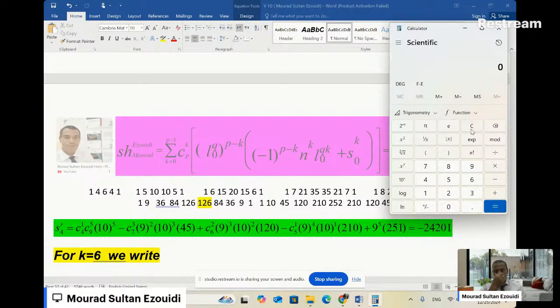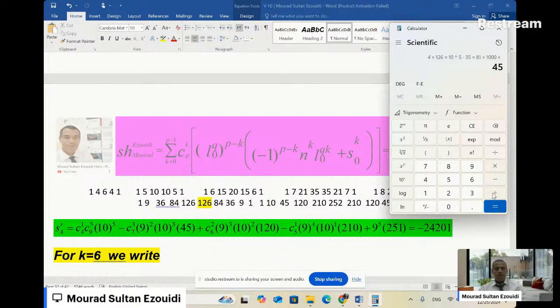So we start from the beginning. You have positive 4, multiplied by 9 choose 5. 9 choose 5 is 126, multiplied by 10 raised to the power 5. Minus 7 choose 3, which is 35, times 81, because 9 squared is 81, times 1000 because 10 cubed, times 45.